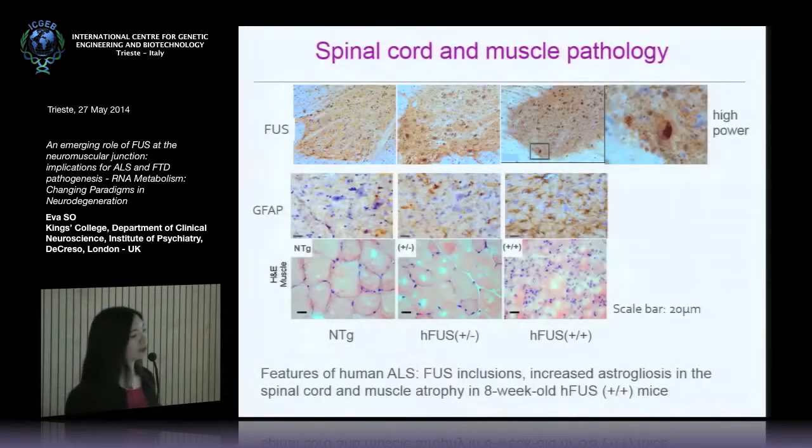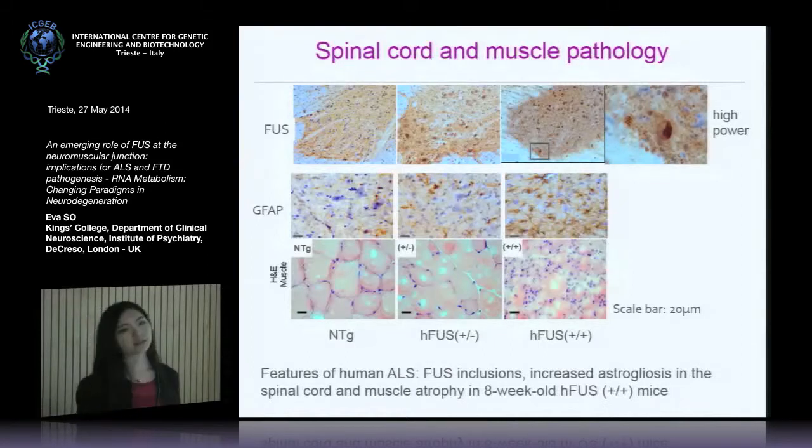And we also look at the spinal cord and muscle pathology. So we find that these homozygous mice show these FUS inclusions in the spinal cord, an increase in astrogliosis, and also muscle atrophy at 8 weeks old. So you can see here, this is the H&E staining. You can see this grouped and scattered muscle fiber atrophy only in these homozygous mice.